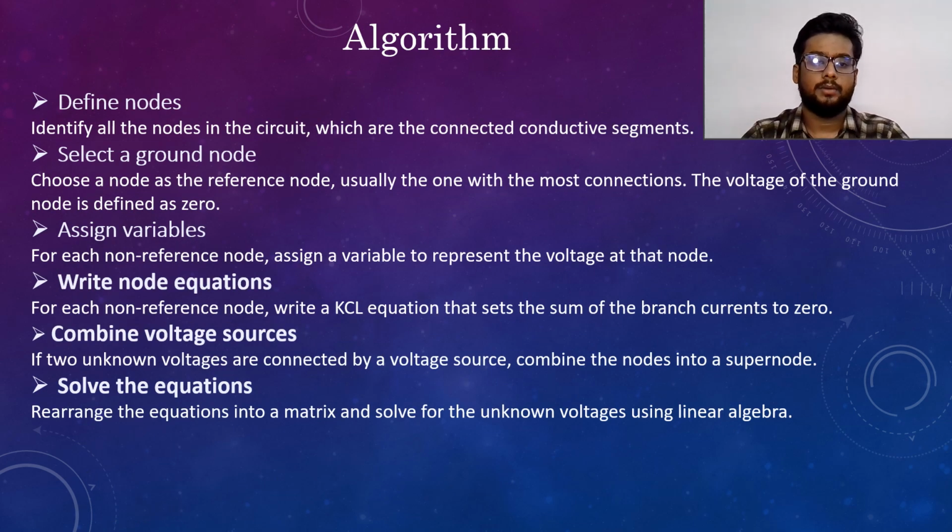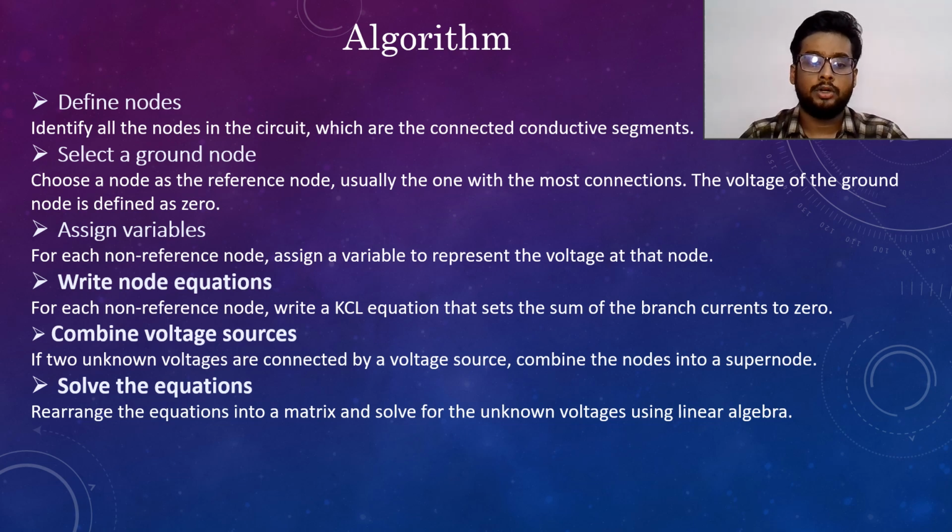Here comes the algorithm. Define nodes: identify all the nodes in the circuit which are connected by conductive segments. Select a ground node: choose a node as the reference node, usually the one with the most connections, and the voltage of the ground node is defined as 0. Assign a variable for each non-reference node, to represent the voltage at that node.